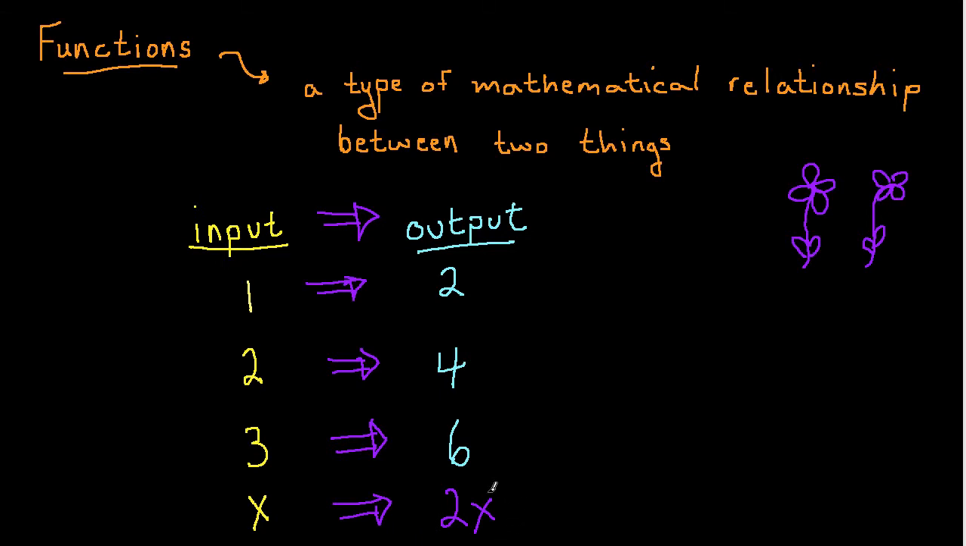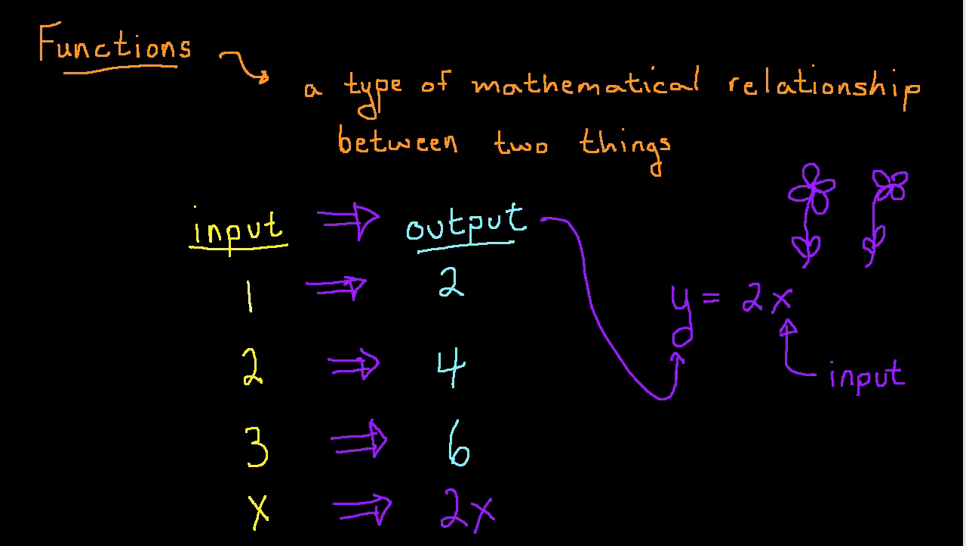So here's an algebraic representation of what the output is. Output is usually represented by y equals, and then 2 times whatever the input is. So y is our output and x is our input. Of course, this is just the usual convention. You could be using t and q or whatever letters you want, but one of them will be defined as the input and the other as the output.